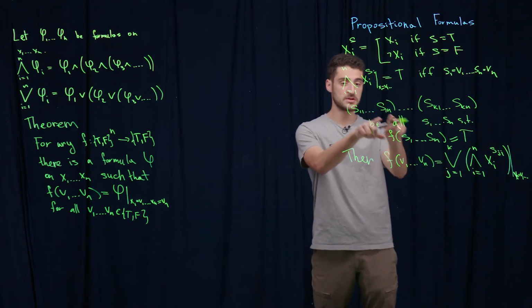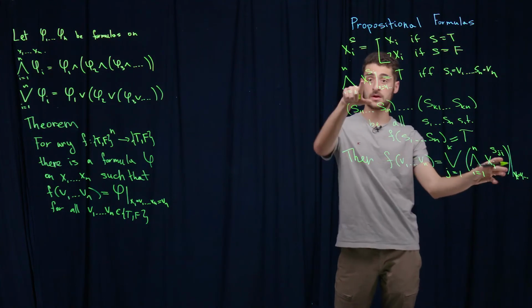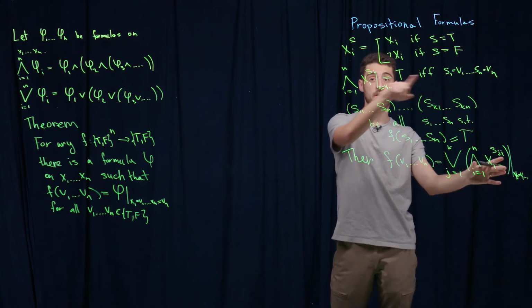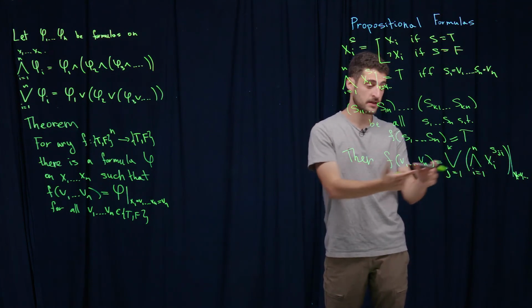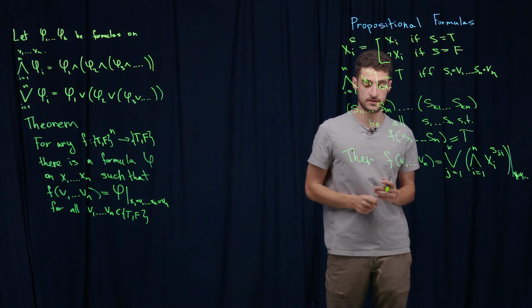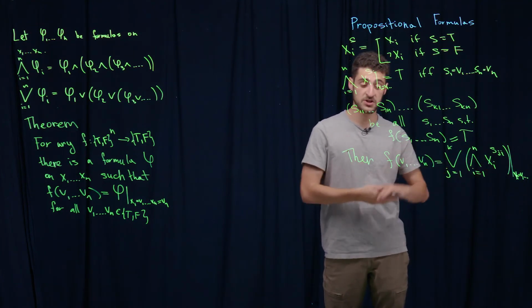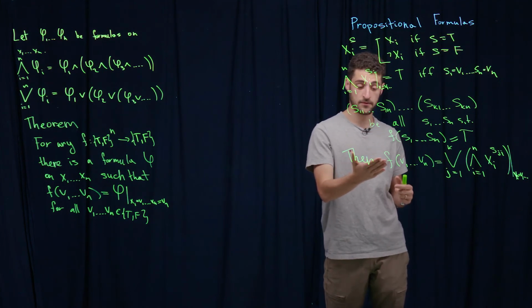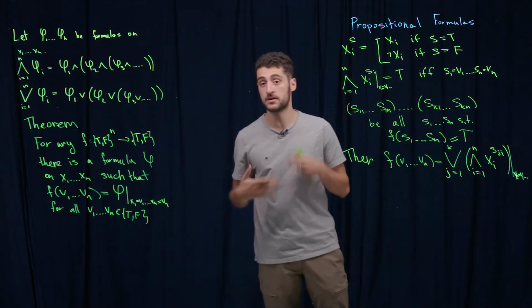Indeed, if you substitute one of these values, this is satisfied because the corresponding conjunction is satisfied. If you substitute something else, none of them is satisfied, and both of them are false. This formula is called a disjunctive normal form of a function f. And it shows that this theorem is true.